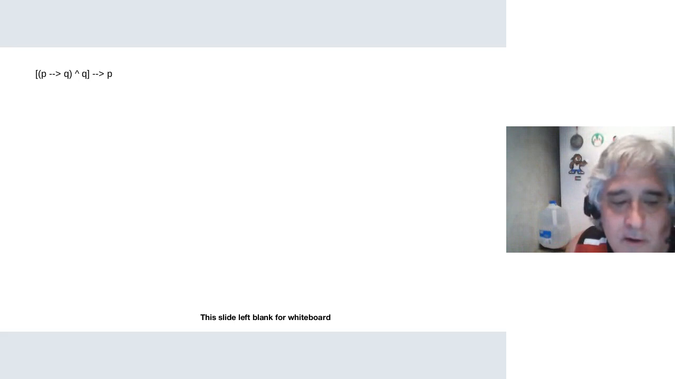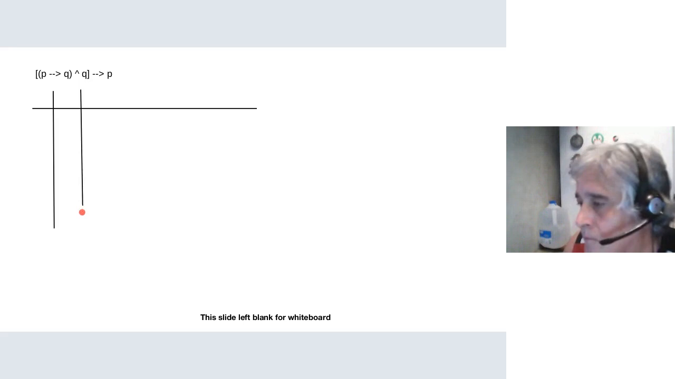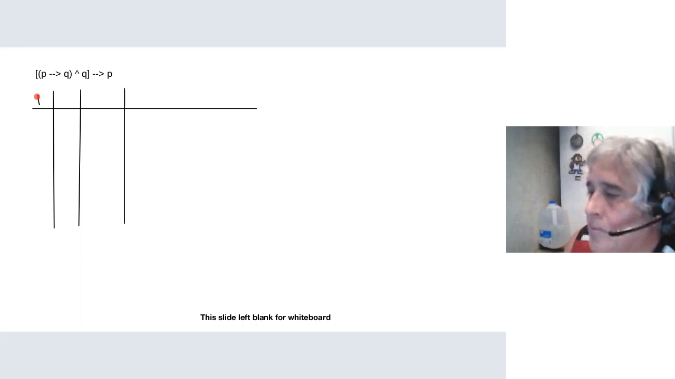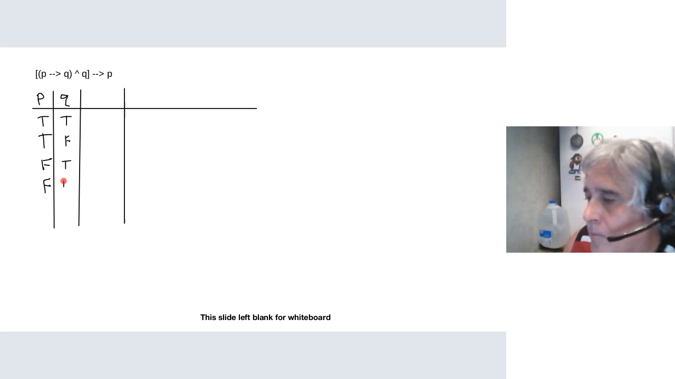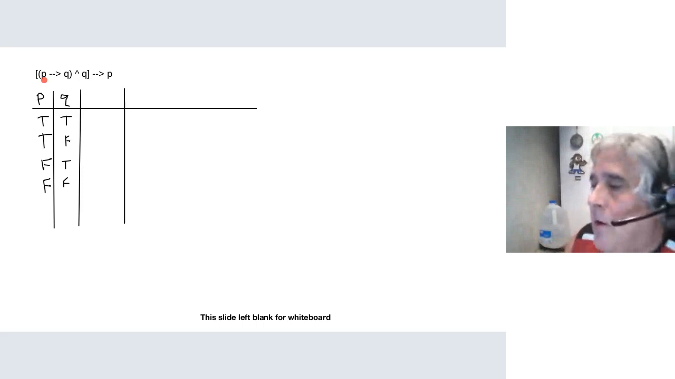All right, so let's go ahead and draw the truth table. If you haven't figured it out yet, if you've got two columns, then make the P half T's and half F's, and then the Q true, false, that gives you all four different outcomes there. So the inside here is what we'll do first.